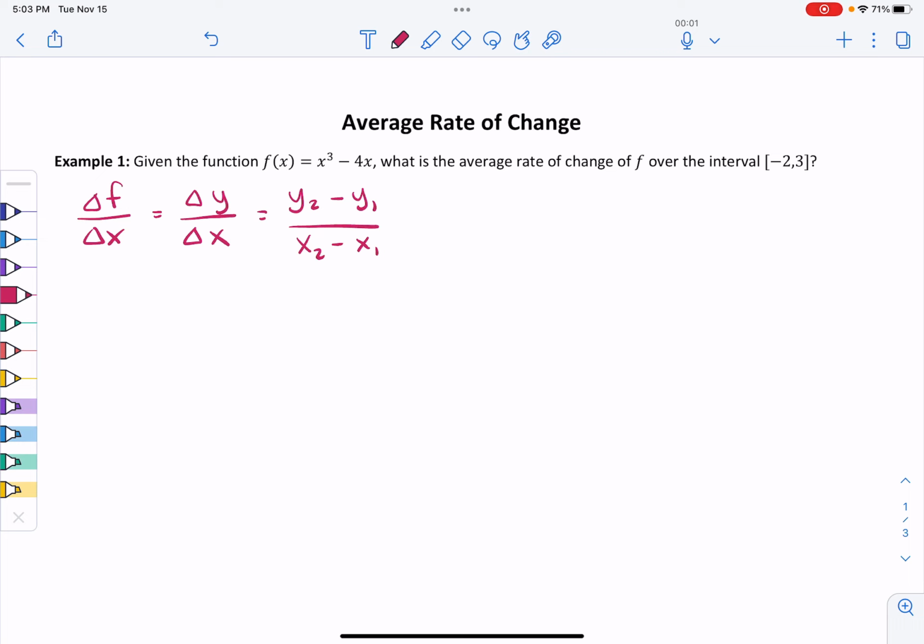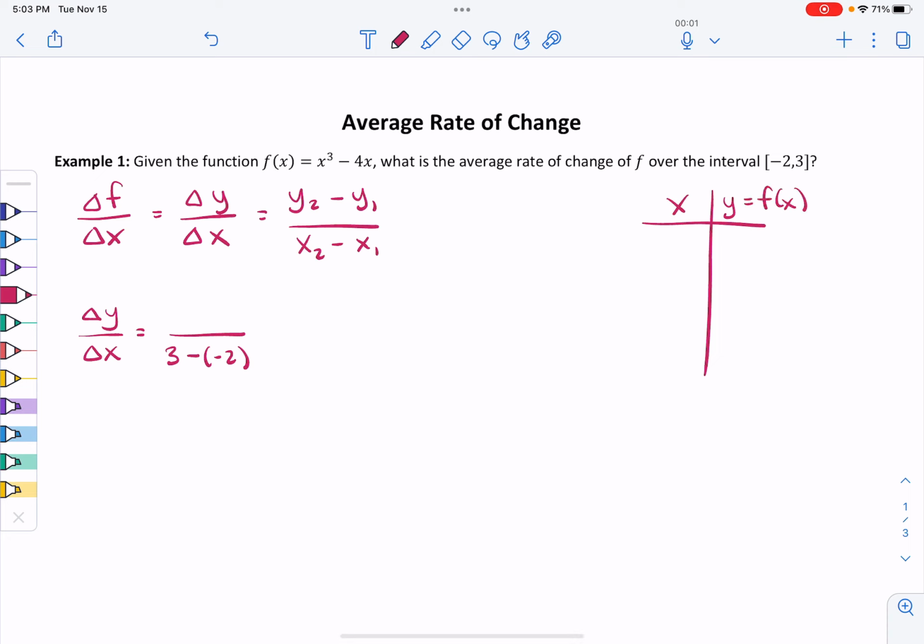So let's look at this. We know already with our change in y and change in x that our x's are 3 and -2. So I'm going to take 3 and subtract -2 from it. Now, our change in y, well, we need our y values for that. So let's do a little table over here. We have x, and our y's come from f of x. So whatever x is, that'll give us our y.